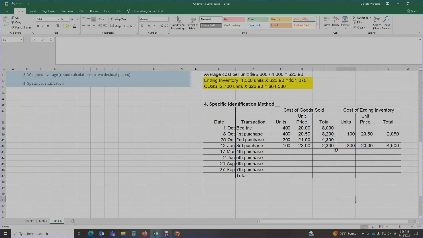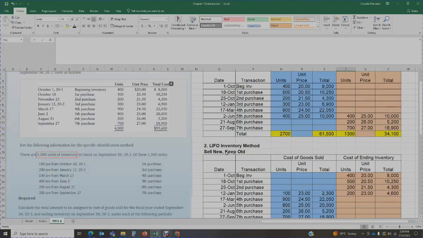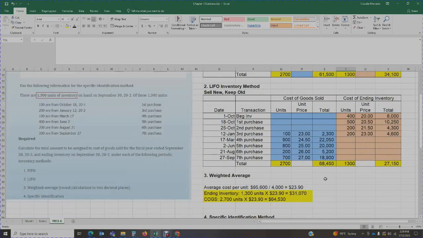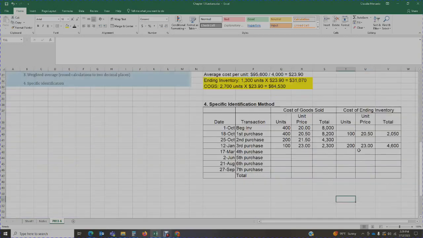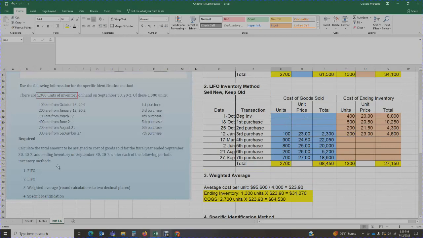So from that third purchase, I've got 300. The problem says that we kept 200. So those 200 are not sold. I put them over here, and the 100 that we sold, we put on the other side, cost of goods sold. Okay. Now we go to the fourth purchase.